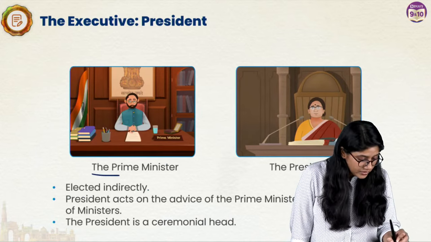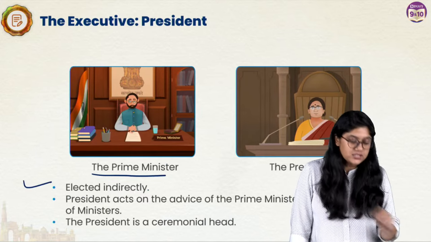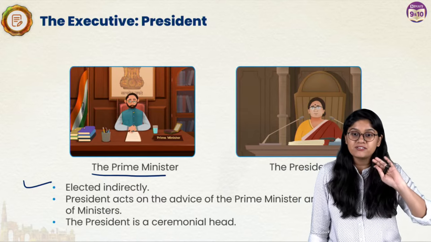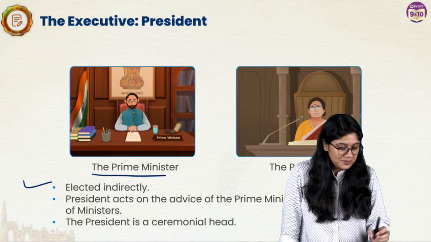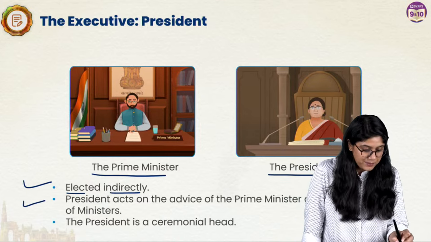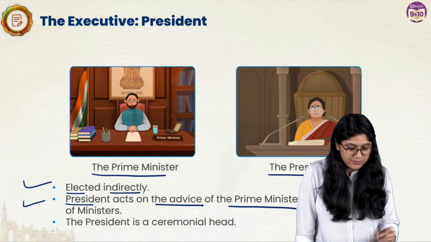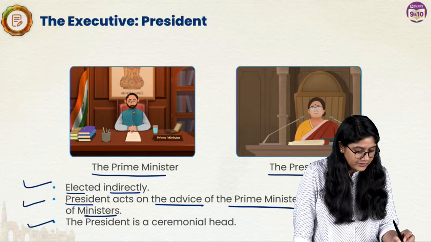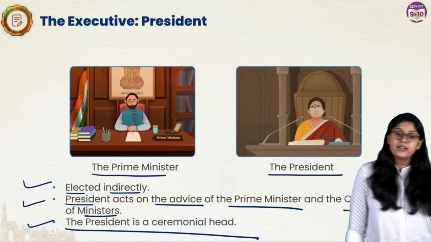Then, the Prime Minister is super important. But the President is very, very important, right? The President is the head of the state, elected indirectly. The President acts on the advice of the Prime Minister and the Council of Ministers. And the President is a ceremonial head. Everyone, are we clear?